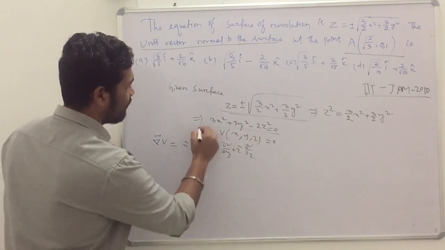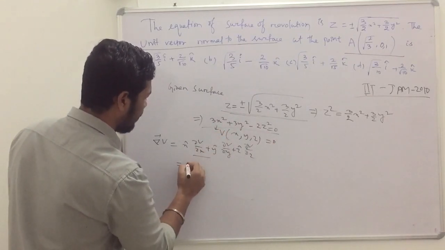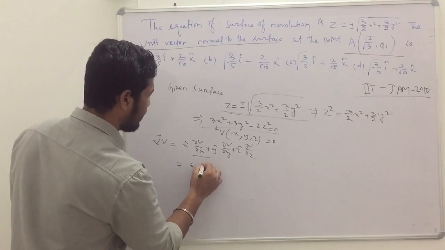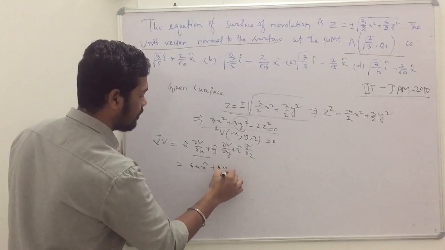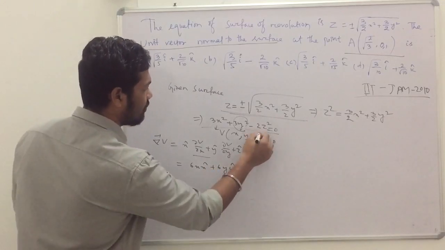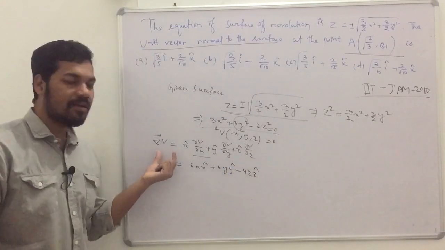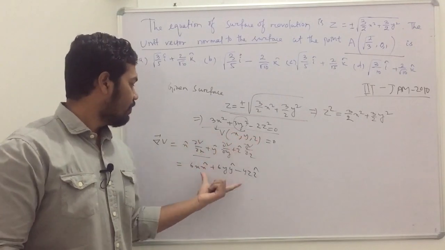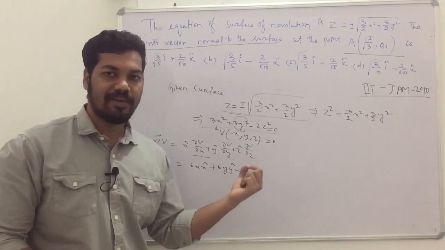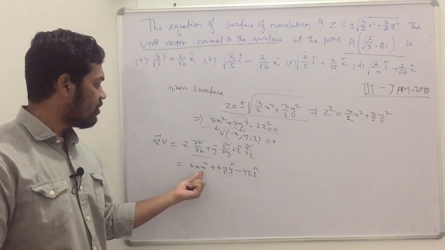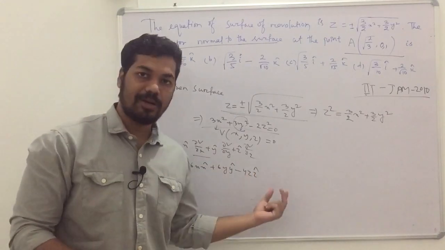Del v upon del x will give you 6x, so this gives 6x x cap. From del v upon del y you will get 6y, so this gives 6y y cap, and from del v upon del z you will get minus 4z z cap. So the gradient of the function v can be written as 6x x cap plus 6y y cap minus 4z z cap. Here x cap is your i cap, y cap is your j cap, and z cap is your k cap.